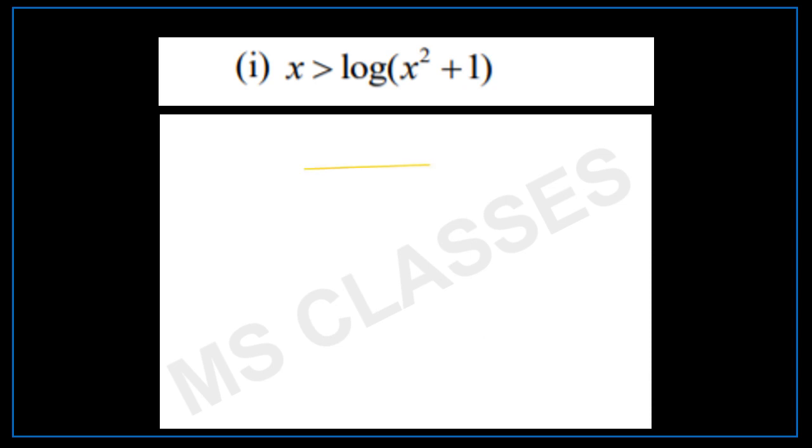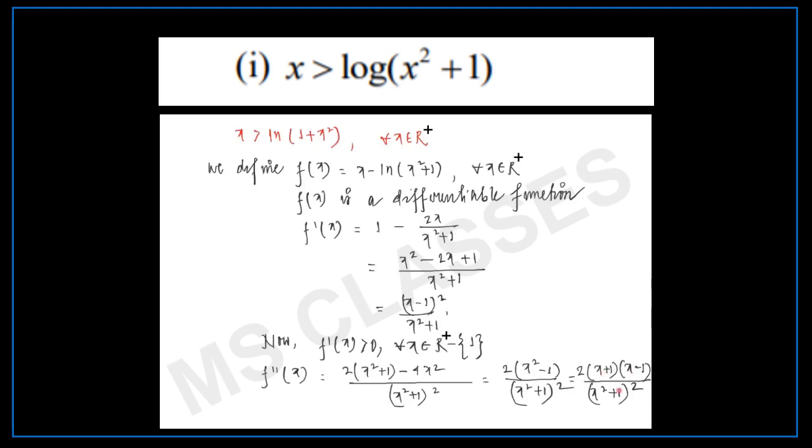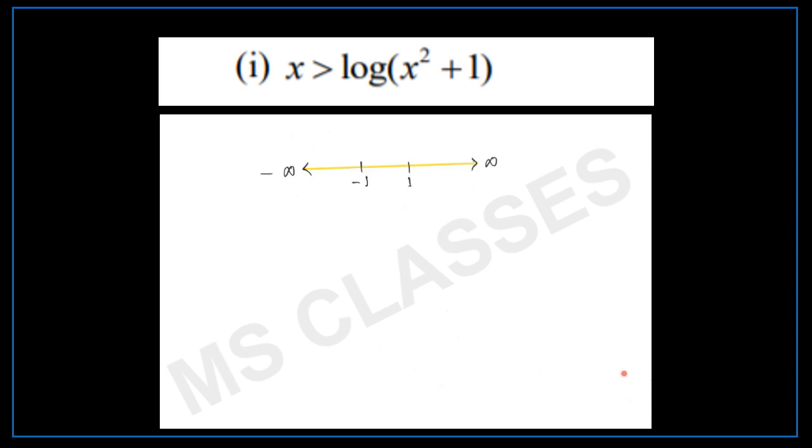We take a number line with minus 1 and plus 1. We observe here that the denominator is always greater than 0, only this part matters. So on the right hand side it is plus, and the sign changes. So from this, we understand that f double dash x changes its sign on two sides of x equals to 1.